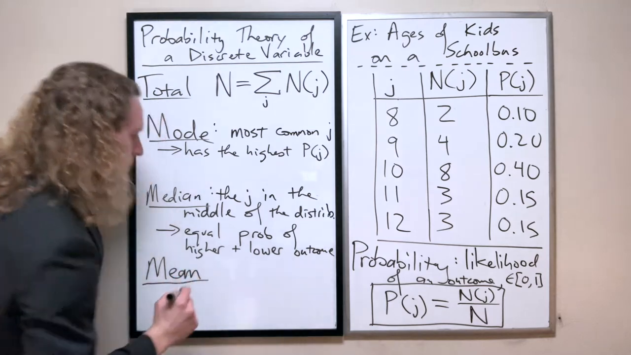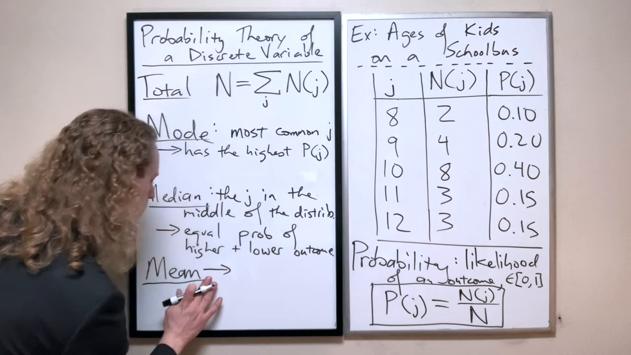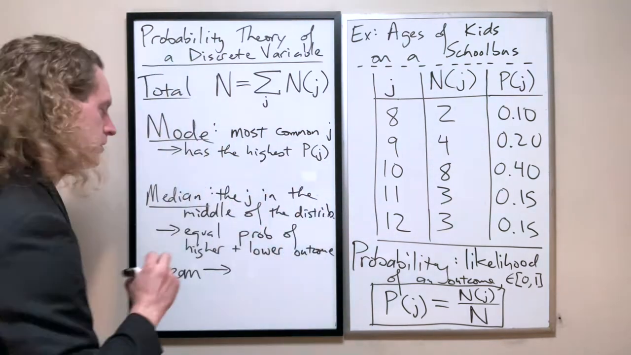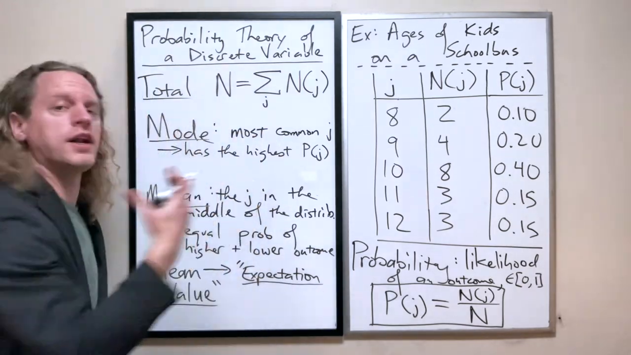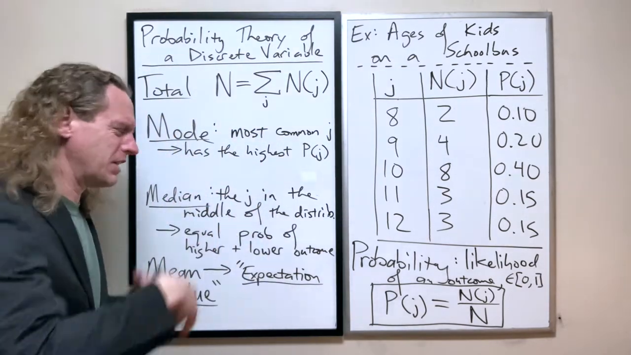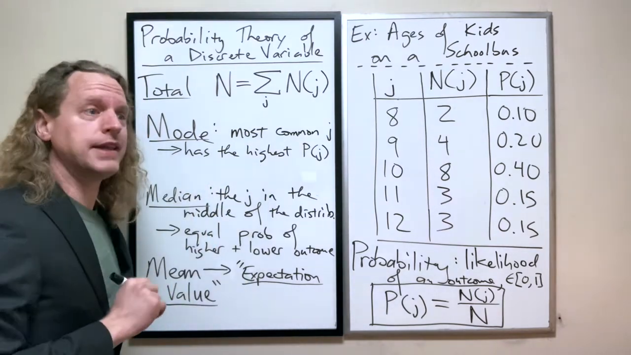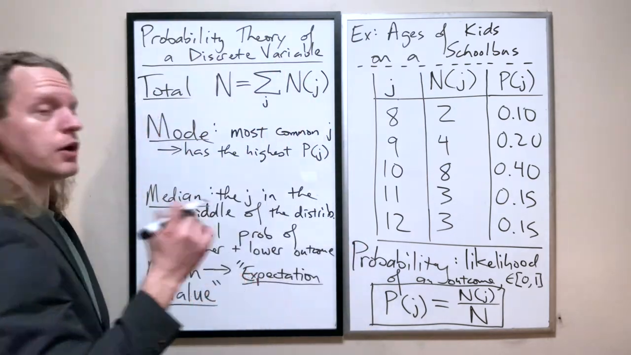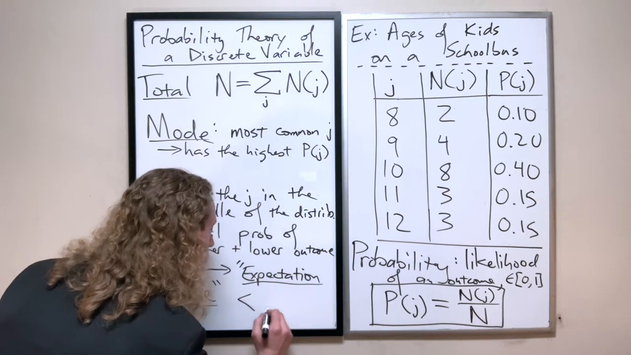And from here on out, I won't call it the mean anymore. I'm now going to refer to it as the expectation value. And that's the quantum term for the average or the mean. And the way that we write this now is, I'll define it here in a moment, but the way that we notate the mean is by this.